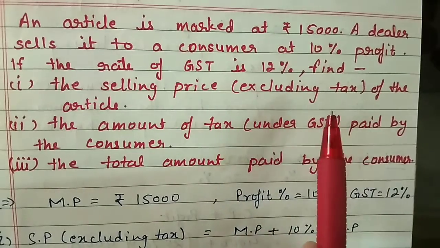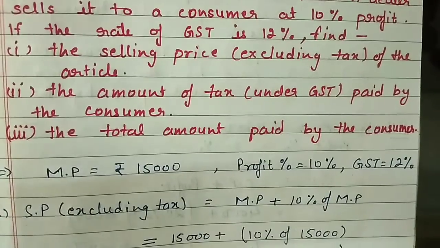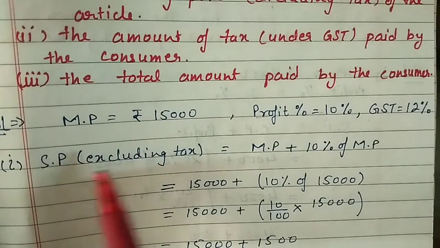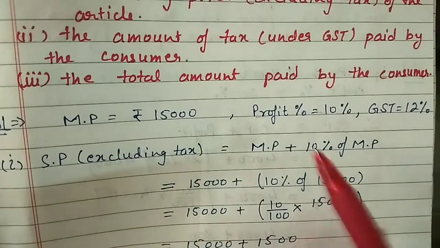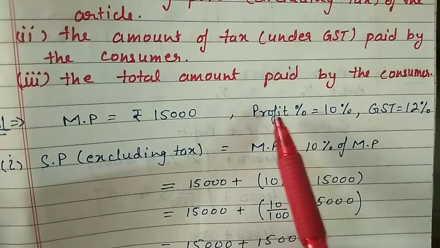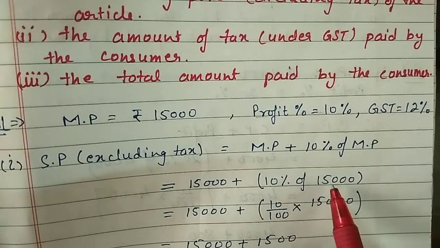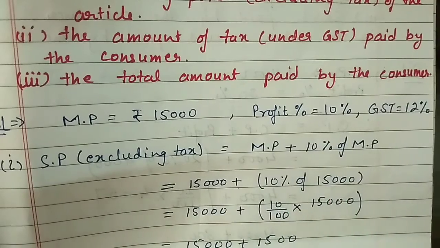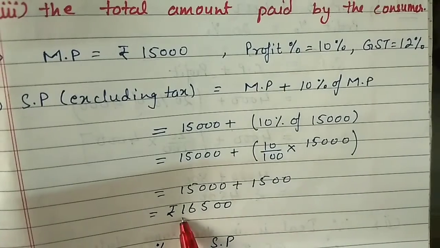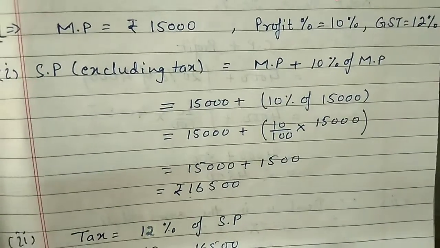Okay, here they have not given any interstate or intrastate words. So simply we will do this question taking it as intrastate. So first part, we have to find out the selling price excluding tax, meaning without tax. So selling price is market price plus 10% of market price because the dealer is selling at 10% profit. So 15,000 plus 10% of 15,000. 10% of 15,000, when you calculate, will be 1,500. It means selling price will be 16,500.